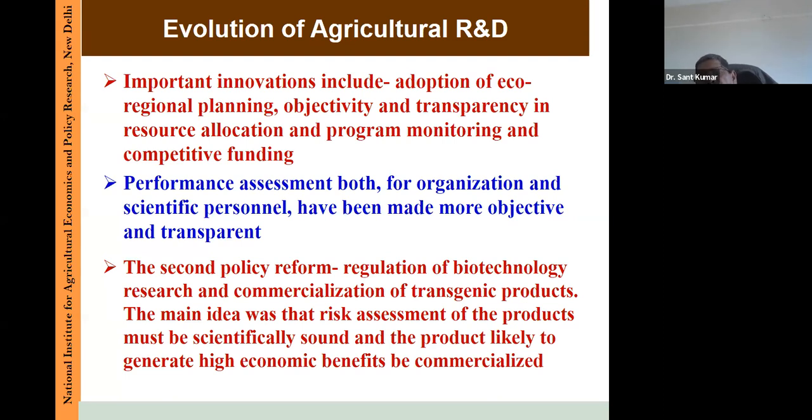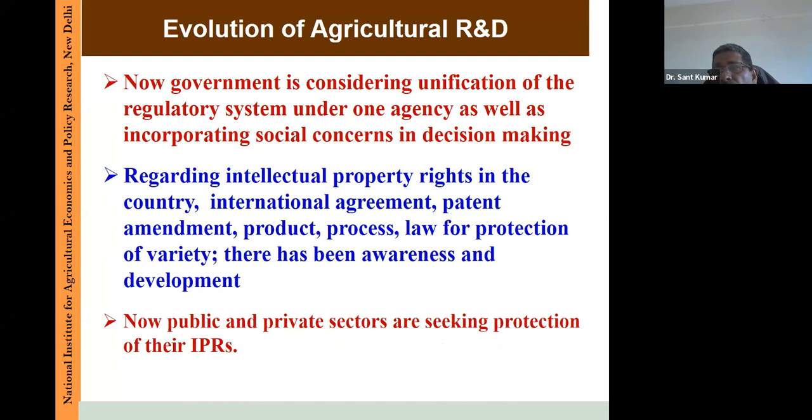The second policy reform was the regulation of biotechnology research and the commercialization of transgenic products. The main idea was that the risk assessment of the product must be scientifically sound, and products likely to generate high economic benefits be commercialized. Now the government is considering the unification of the regulatory system under one agency, as well as incorporating the social concerns which are being raised, particularly for transgenic products, transgenic crops.